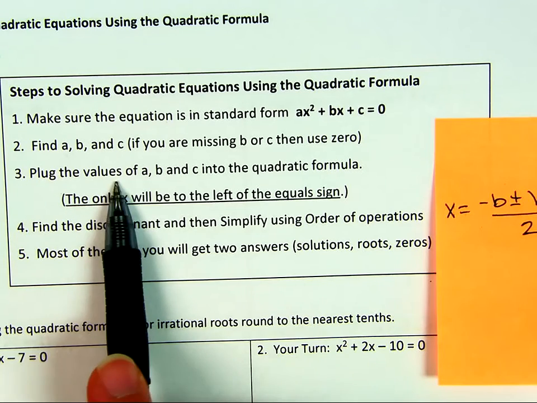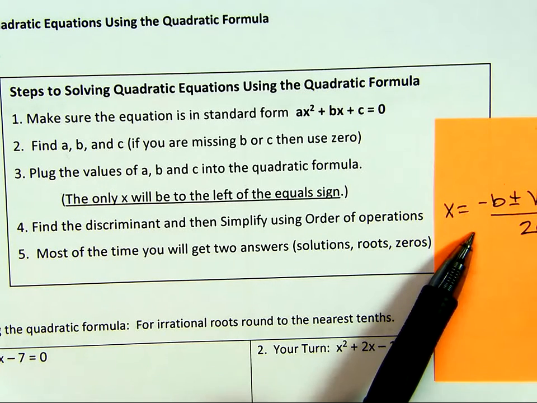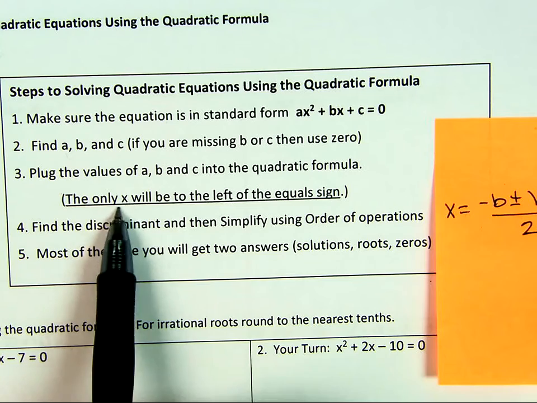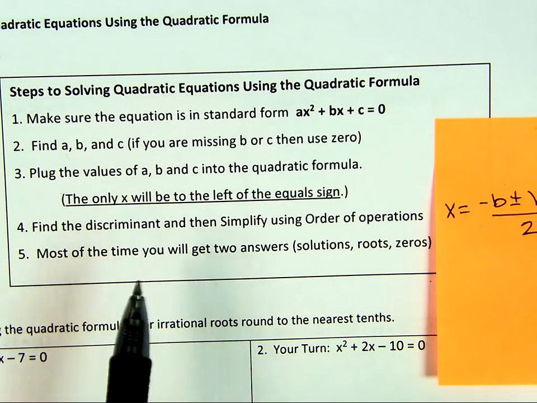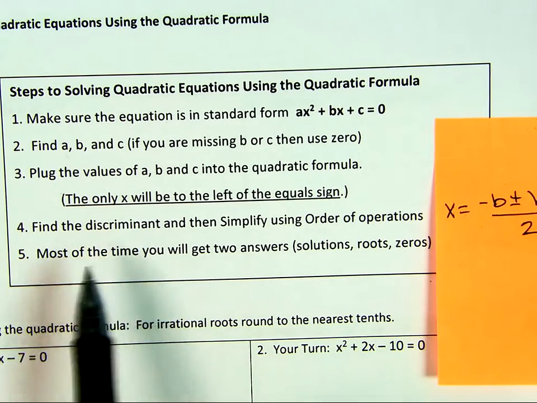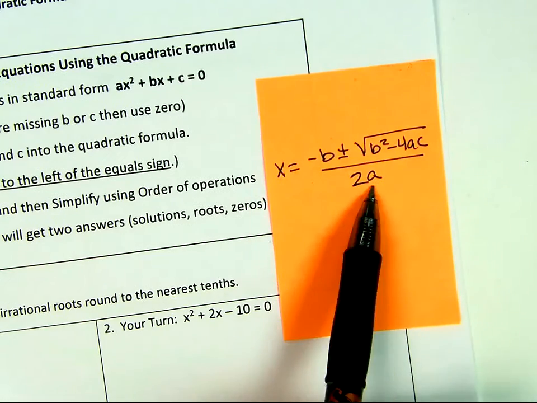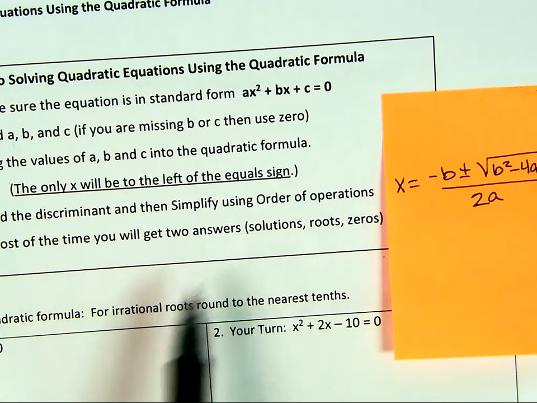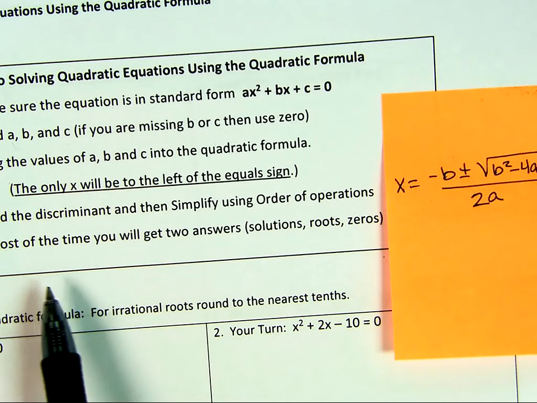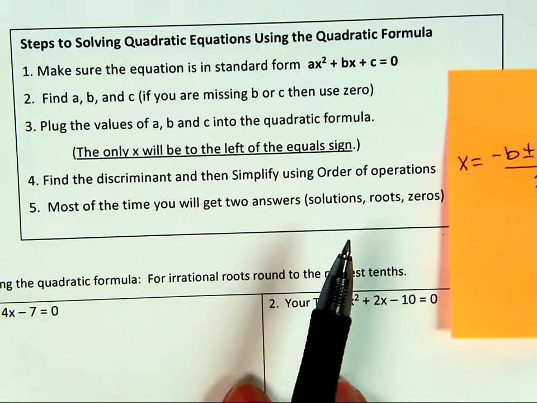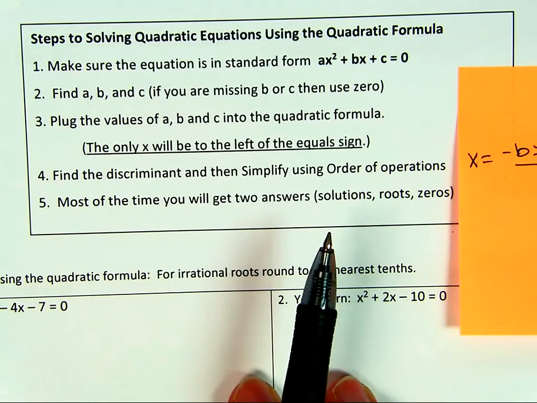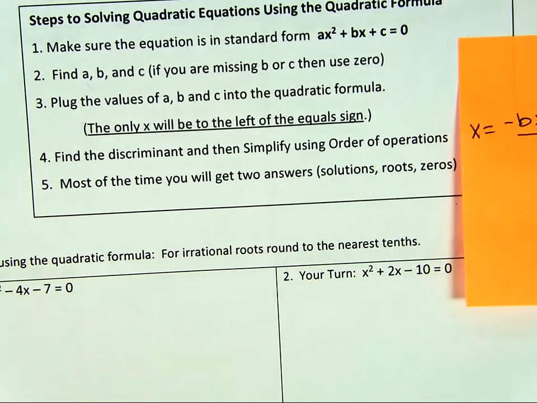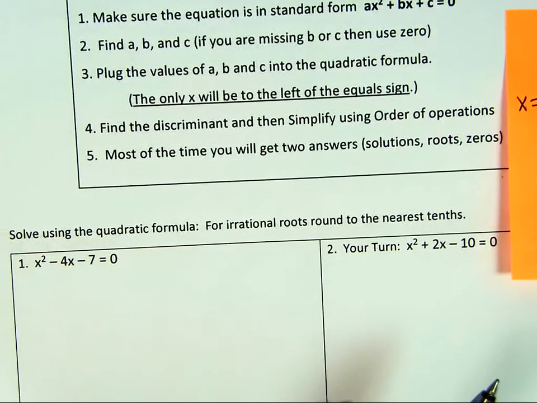We're going to plug A, B, and C back into our quadratic formula. This is a mistake kids make because they think that A and B sometimes have an x. The only x you'll see is on the left side where it says x equals. There's no x's in here, so remember that. And we'll find the discriminant, and then we'll simplify using order of operations. Most of the time we're going to get two answers, but sometimes we'll get no solution, and sometimes we'll get one solution. Remember we talked about that yesterday: if our discriminant is 0, we'll get one solution. If our discriminant is negative, we get no solutions.